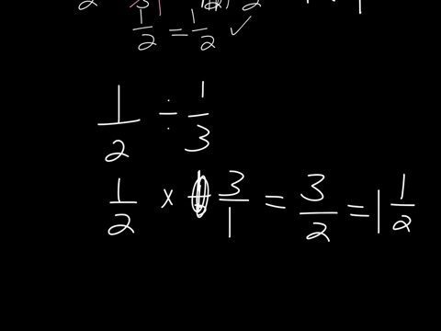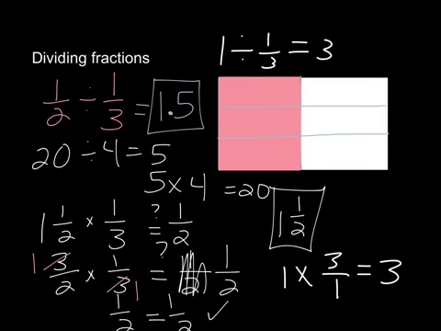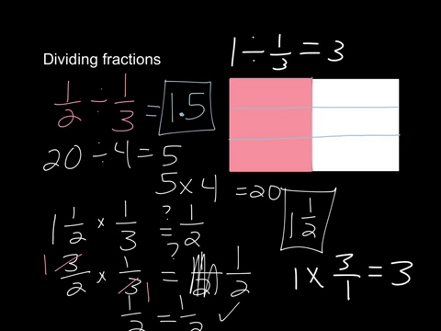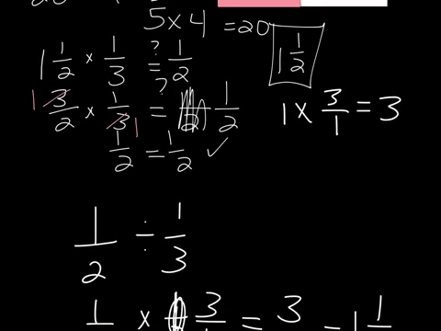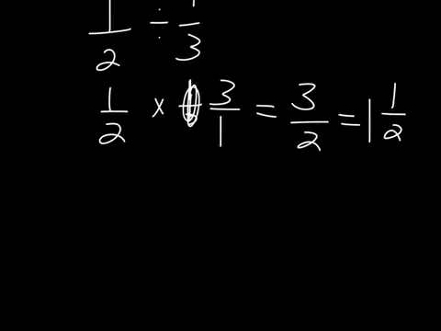So let's see how that looks on your picture. Basically, when I cut that into 3 pieces, I tripled the amount of pieces I have. I now have, from that, 1, 2, 3 pieces. And what size are they according to the pieces I cut them in? Well, they're halves. They're halves of thirds. So I have 3 halves. And that's how you get your answer.